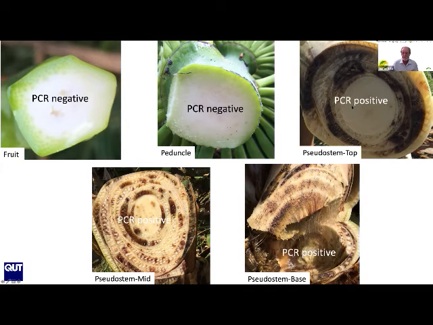But again, exactly the same result. We never, ever are able to identify TR4 either in the peduncle or in the fruit. And that's a very, very important and very good result. And we can do that over and over again, get exactly the same result every time.